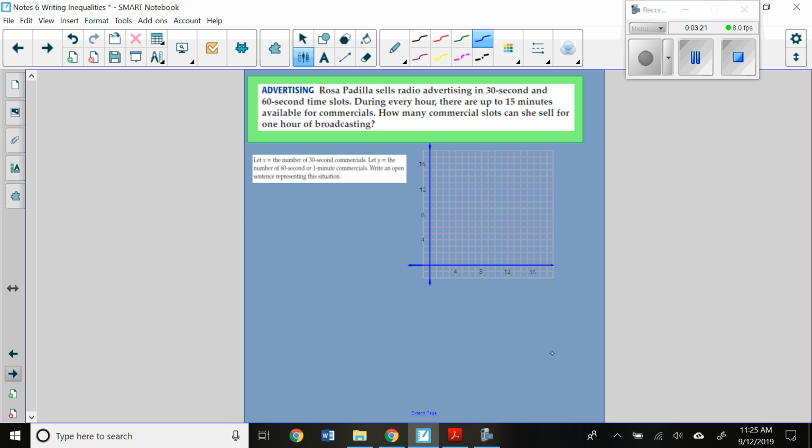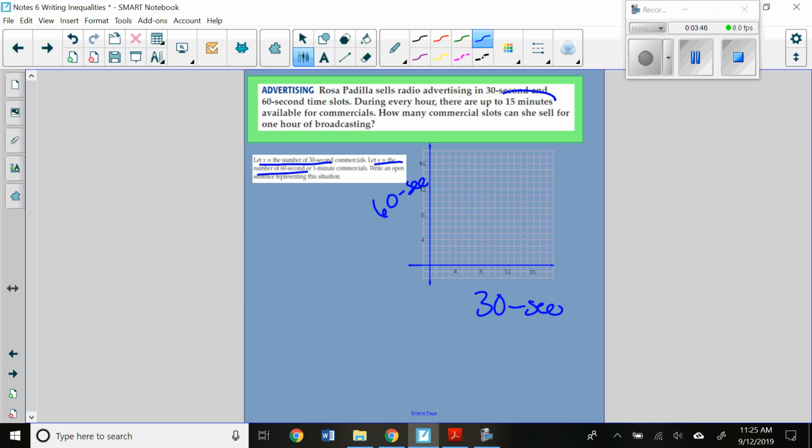Rosa Padilla sells radio advertising in 30-second and 60-second time slots. During every hour, there are up to 15 minutes available for commercials. How many commercial slots can she sell for 1 hour of broadcasting? So up here it says x is the value of 30 seconds and y is for 60. So I'm just going to jot, there's a 30-second and there's a 60-second.